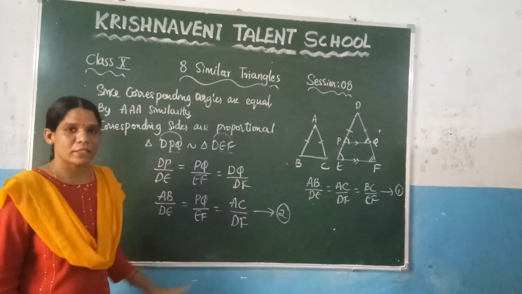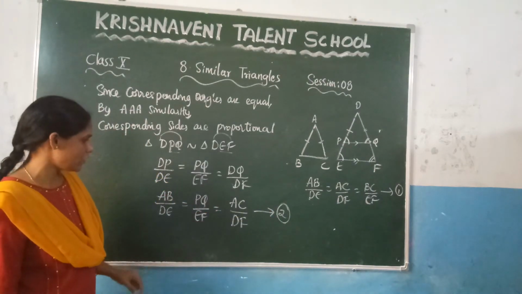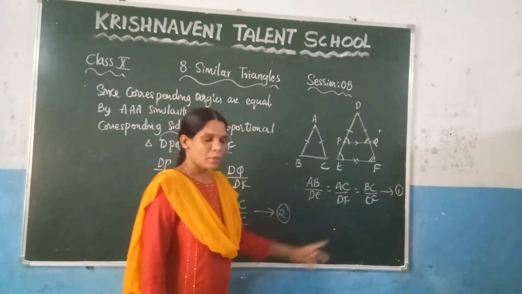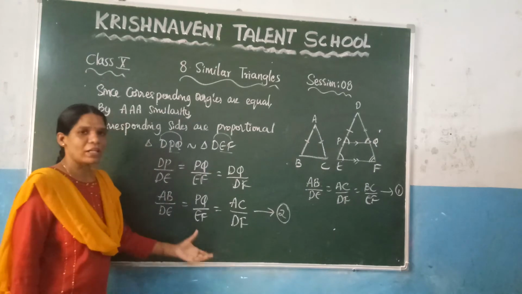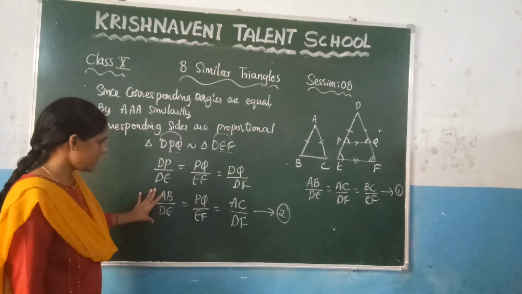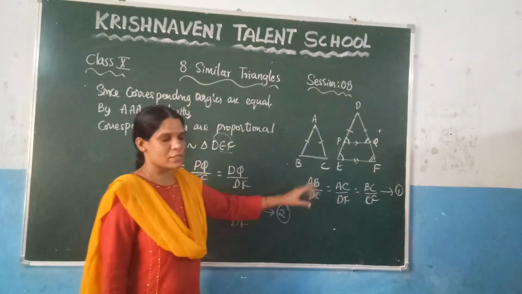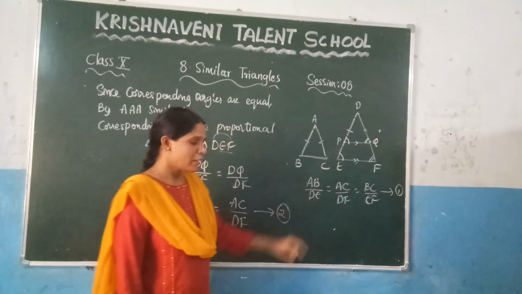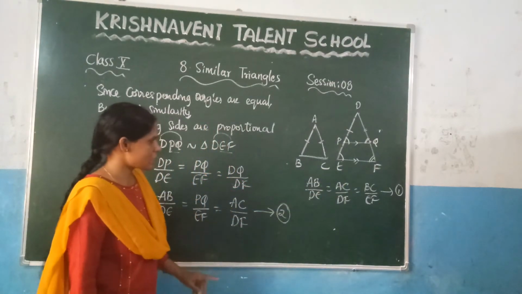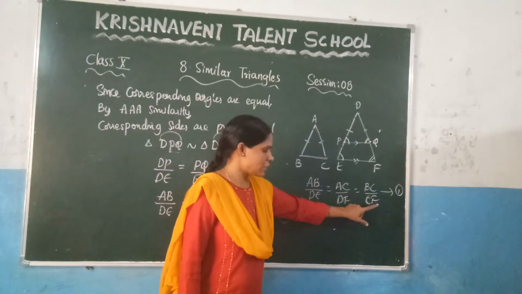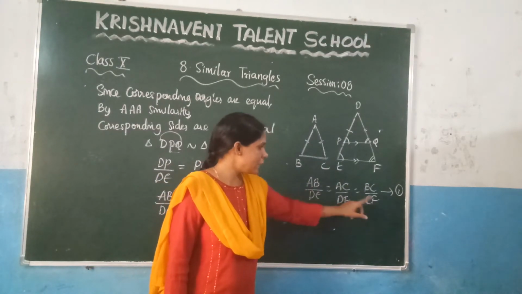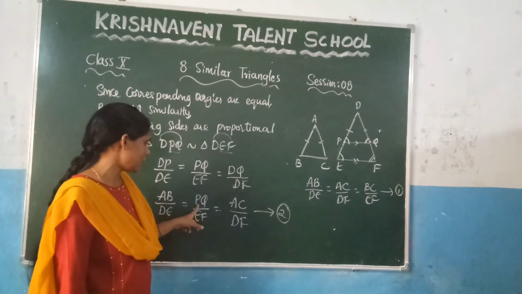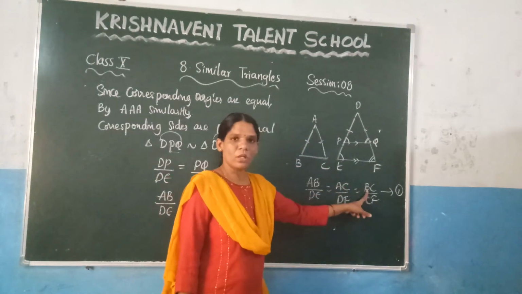Now if you compare these two equations, what will you get? You will get PQ is equal to BC. Why? Because here you can observe that all are equal. Here AB by DE is there, here also AB by DE is there. Similarly here AC by DF is there, here also AC by DF is there. Here PQ by EF is there, here BC by EF is there. If you can see here, the denominators are equal. So you can equate the numerators so that you will get PQ is equal to BC.